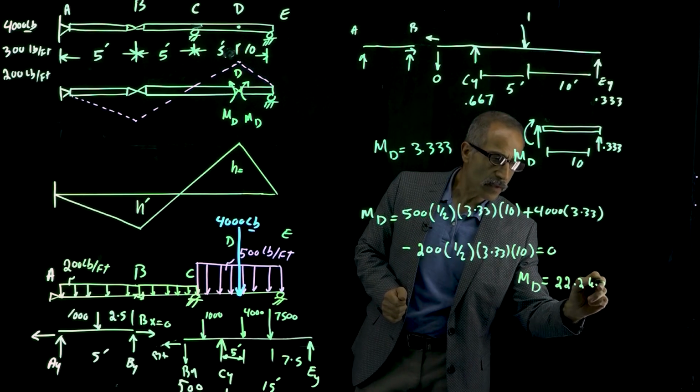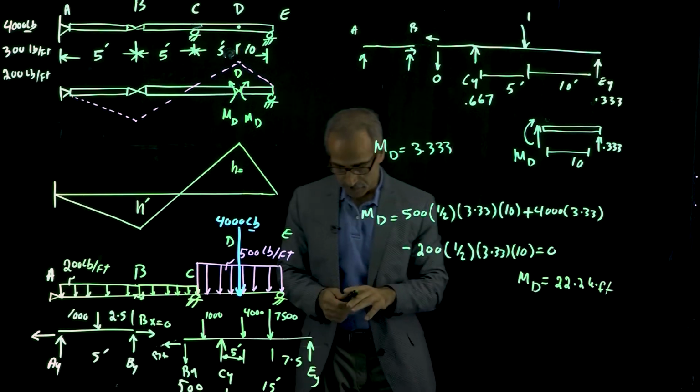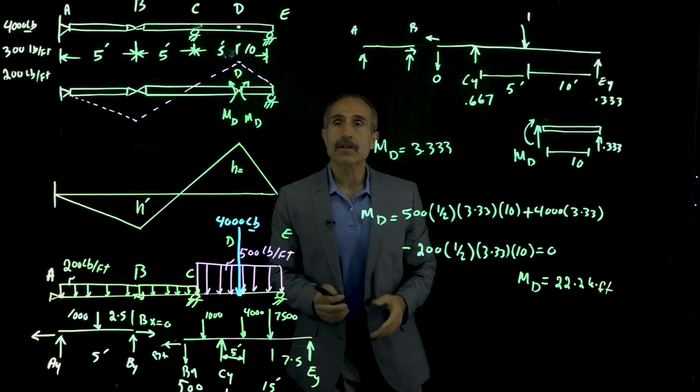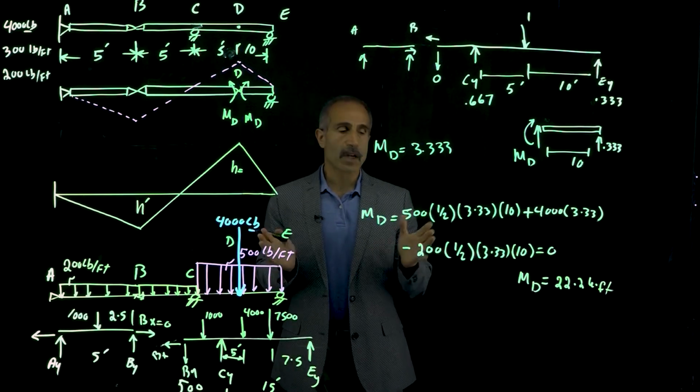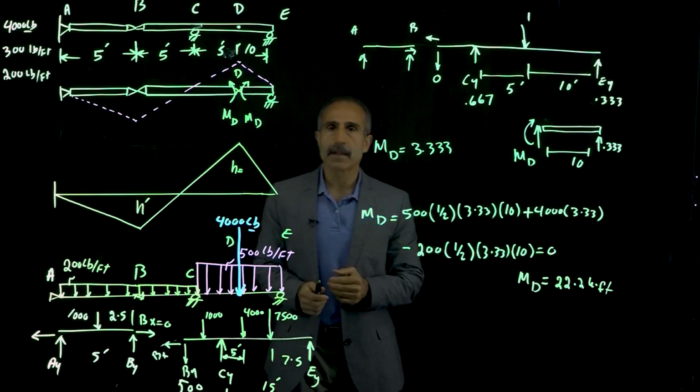If we calculate this, MD is going to come out to 22.2 kip-feet, just like last time. Same thing. So we did this in two different ways, and we came out the same, and that's how it's done. Thank you.